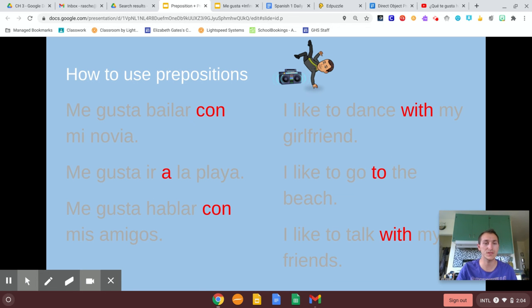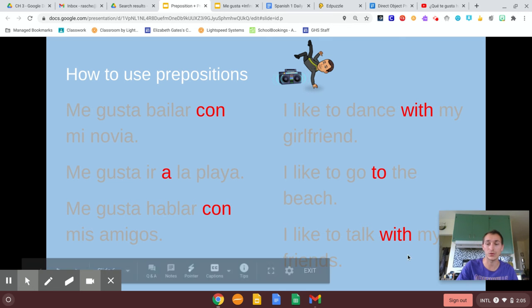All right, so how to use these prepositions, these new ones. Me gusta bailar con mi novia. I like to dance with my girlfriend. Con, so when you have con, you can use that to mean with and fill in the sentence with whom you are doing something. Me gusta ir a la playa. I like to go to the beach. Me gusta hablar con mis amigos. I like to talk with my friends. Do you like to talk with your friends? ¿Te gusta hablar con tus amigos? ¿Sí o no?